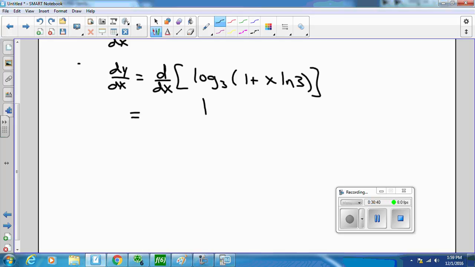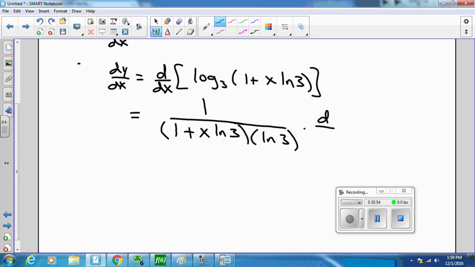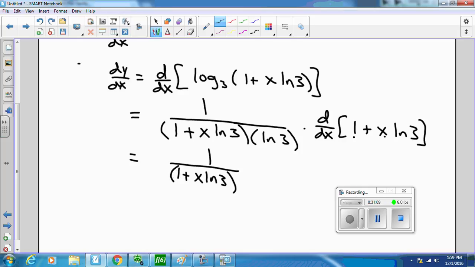Okay, we're back. So we're going to think in terms of outside and inside. And if we think in terms of the outside, the derivative of all log functions is going to be 1 over the inside, times the log of the new base in the denominator. Now, we need the derivative inside. And the derivative of the inside is going to be 0 plus 1 times ln 3.